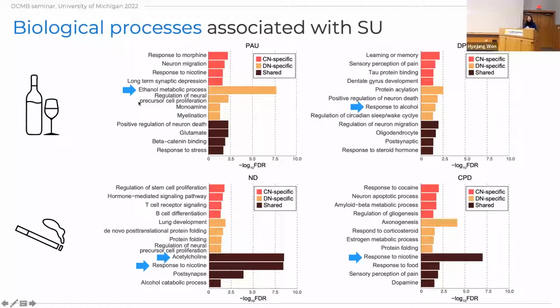So for example, problematic alcohol use and drinks per week were not only associated with other terms, but the major term involved ethanol metabolic process as well as response to alcohol. This is pretty much expected because we would expect that ethanol metabolism is a key process when we are measuring genetic etiology of ethanol use. Similarly, nicotine dependence and cigarettes per day were associated with cholinergic and nicotinic pathways, which are again pretty much reassuring because we all know that cigarettes actually provoke those systems.